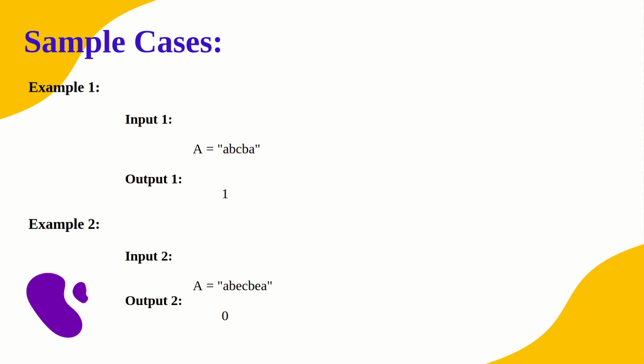So for example, if the input string is a b c b a, okay, so output is 1. Why? Because as you can see, this is already a palindrome. So even if we remove one character exactly, which is c, it will still remain a palindrome. So that's why it is possible to make it a palindrome by removing exactly one character, which is 1. Let's come to the second case.